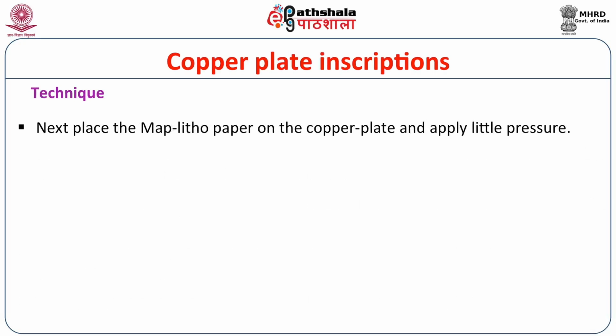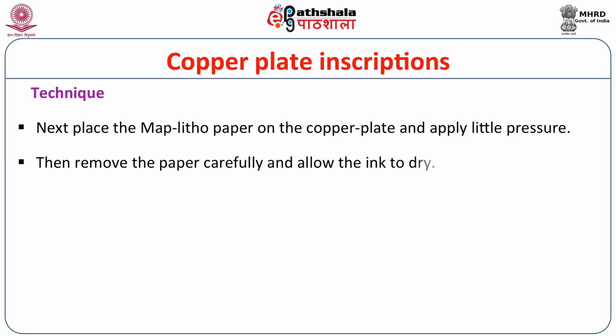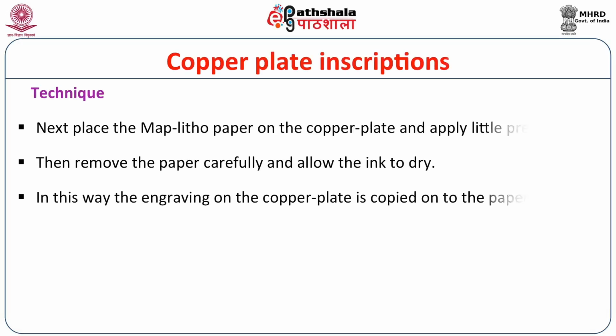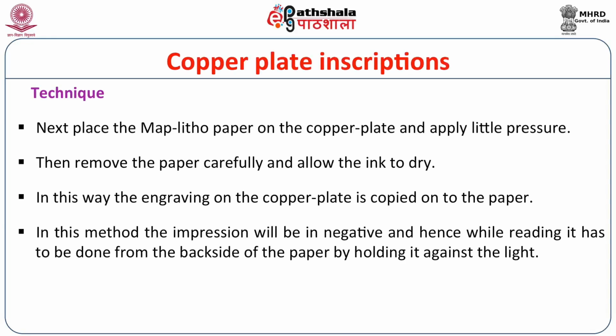Next, place the map litho paper on the copper plate and apply a little pressure to take the imprints of the letters. Then remove the paper carefully and allow the ink to dry. After drying, the stampage is complete. In this way, the engraving of the copper plate letters is copied on the paper. But one important thing to mention is that in this method the impression will be in negative, and hence it has to be read from the back side of the paper by holding it against the light.